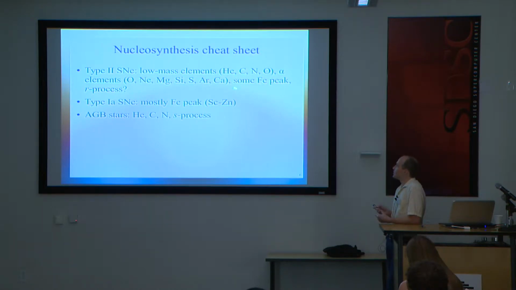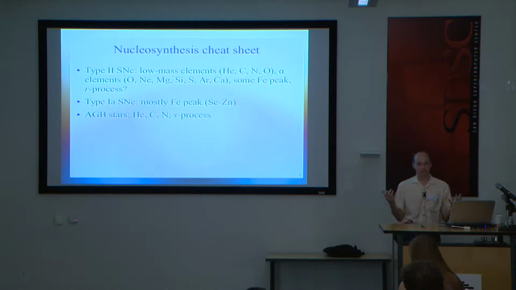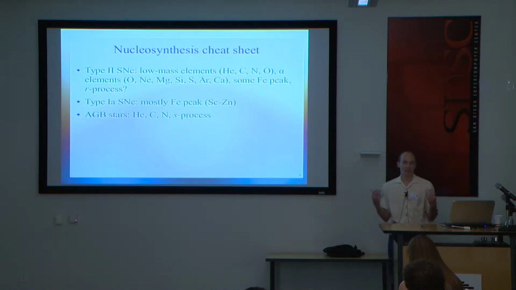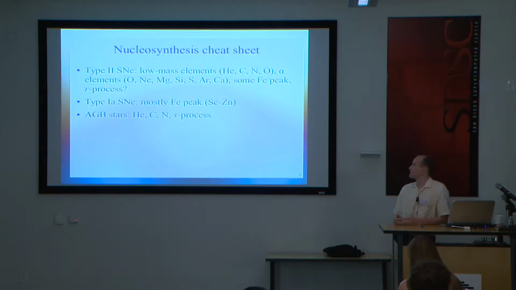So type 2 supernova make the hydrostatically burned elements. Type 2 supernova are high mass stars. That's how they start off their lives. And so what that means is they make all of the elements that you can make hydrostatically. So you start off with hydrogen, and then you turn the hydrogen into helium hydrostatically. And you can turn helium into carbon hydrostatically. And you can make C, N, and O all through helium burning, and then the sub-process of the CNO cycle and hydrogen burning can alter the relative abundances of C, N, and O.